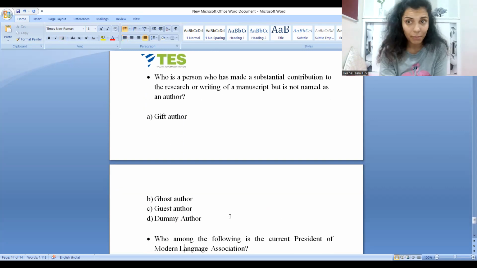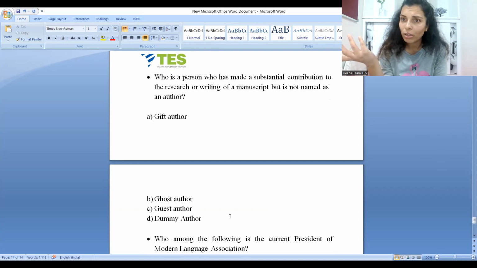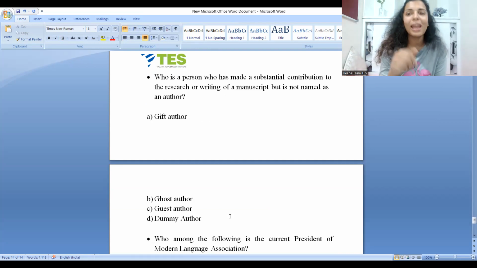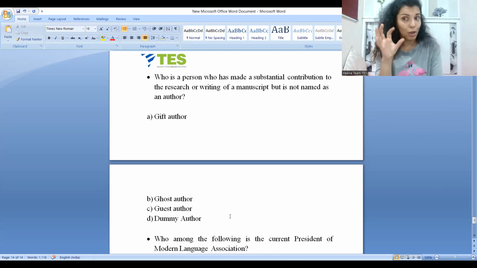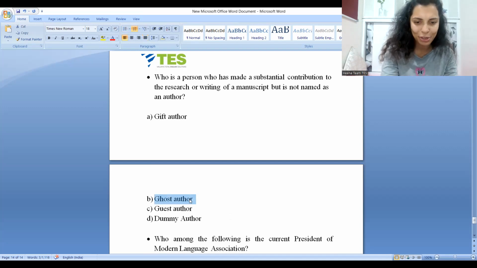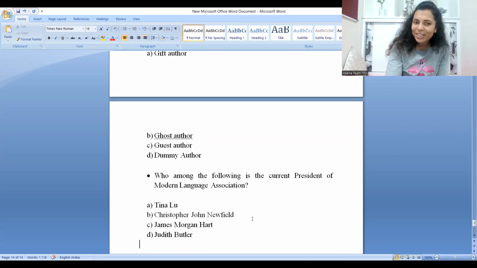Who is a person who has made a substantial contribution to the research or writing of a manuscript but is not named as an author? Who is that person working in hiding? Option A, gift author. B, ghost author. C, guest author. Or D, dummy author. Is there a ghost here? It is option B, ghost author. And we come to the next question.